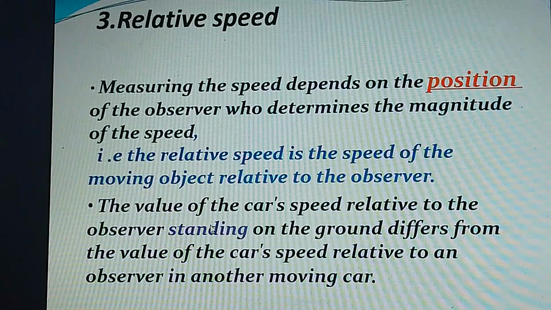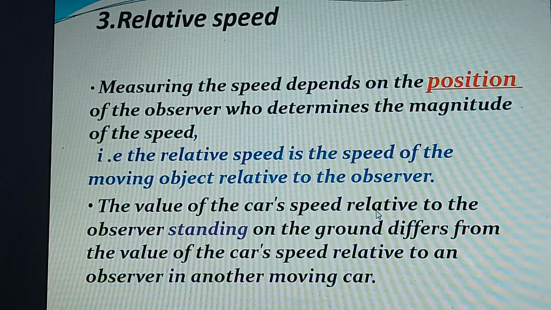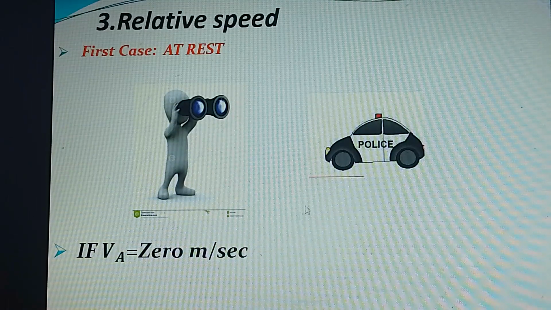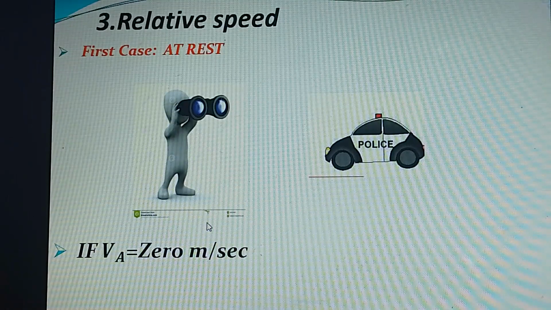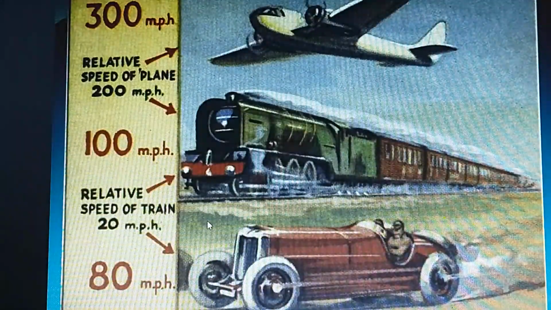But if we find two cars, one of them at 80 and the other at 120, moving in the same direction, we carry out subtraction between them to get 40. 40 is the relative speed. If these two cars move opposite each other, one at 180 and the other at 120, the relative speed equals the summation of them. Relative speed, this was explained before.